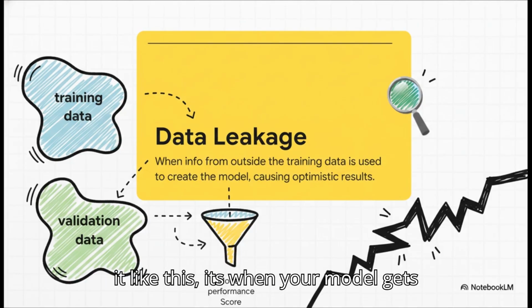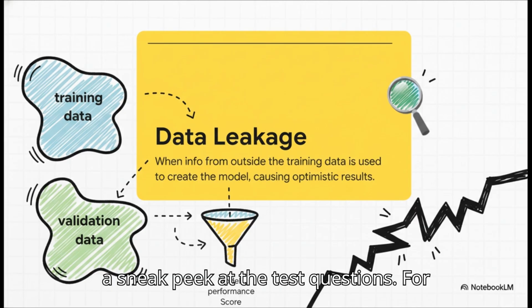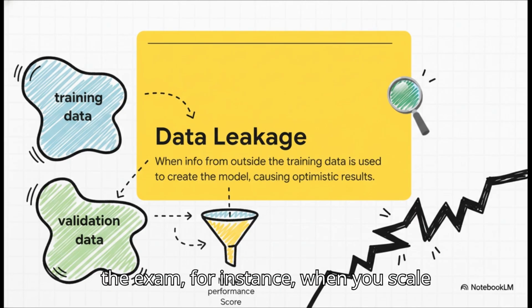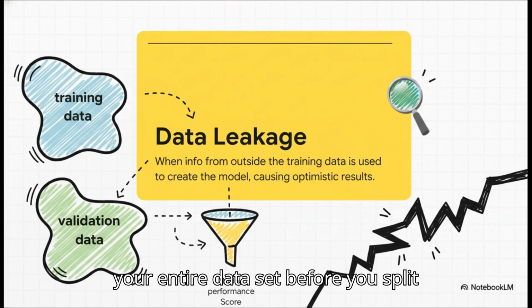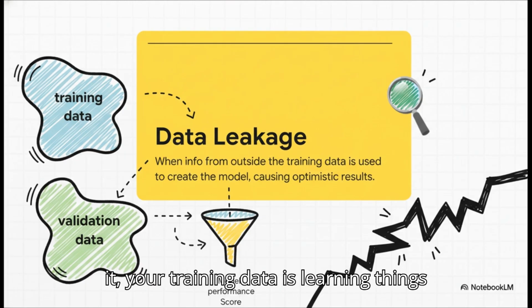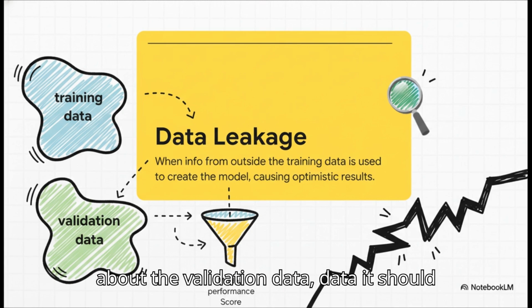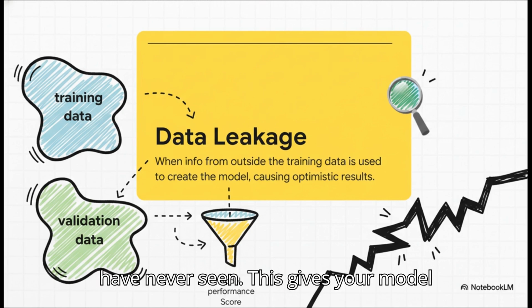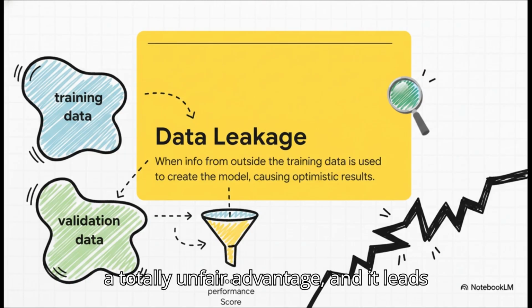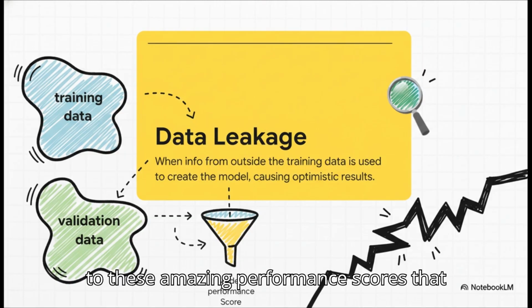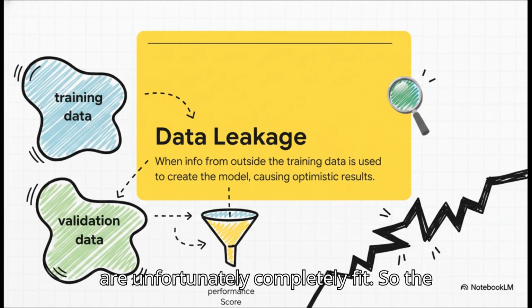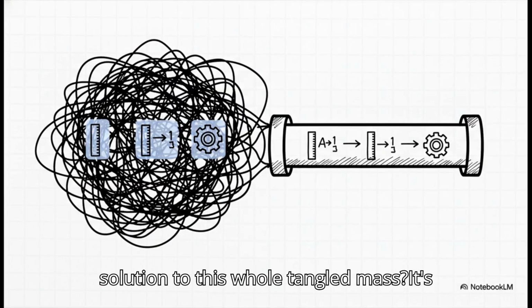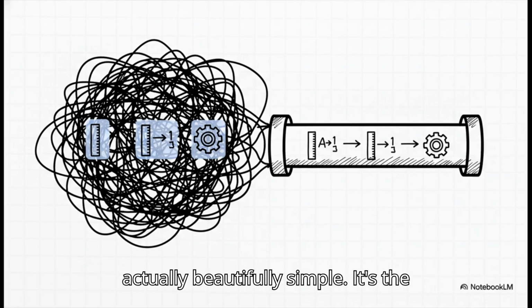Think of it like this. It's when your model gets a sneak peek at the test questions before the exam. For instance, when you scale your entire dataset before you split it, your training data is learning things about the validation data it should have never seen. This gives your model a totally unfair advantage, and it leads to these amazing performance scores that are, unfortunately, completely fake. So, the solution to this whole tangled mess is actually beautifully simple.